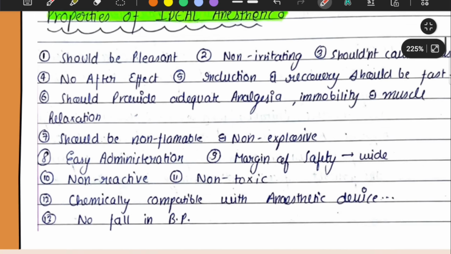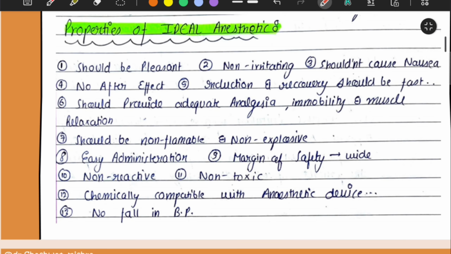So, starting with the properties of an ideal gaseous anesthetic: what properties should a gaseous anesthetic have? First of all, before discussing this, there is no particular gaseous anesthetic which is ideal. Then the question arises, why are we studying the properties of an ideal gaseous anesthetic? The answer is, we all know from pharmacology that no particular drug is ideal for its effect, because it would have certain side effects.